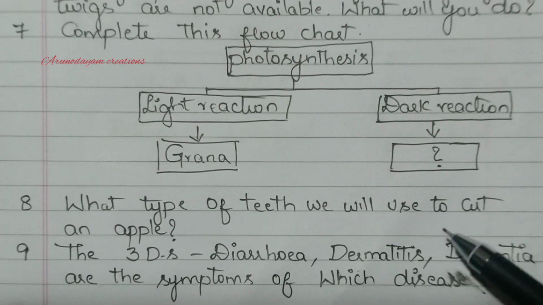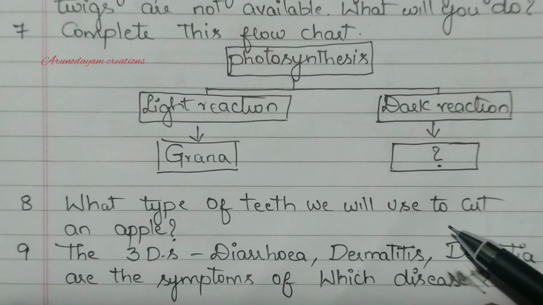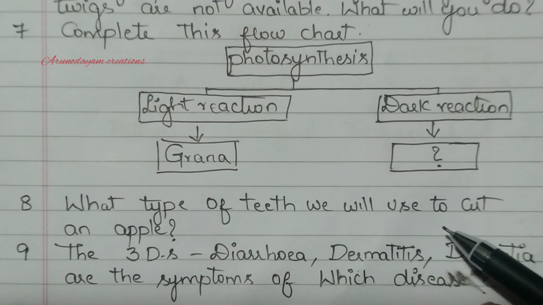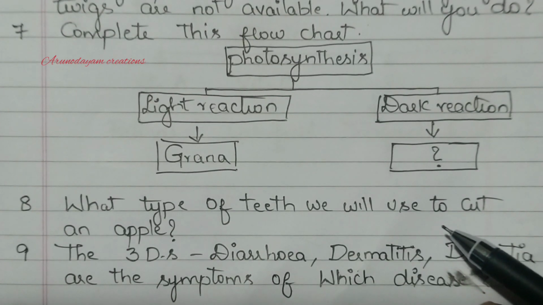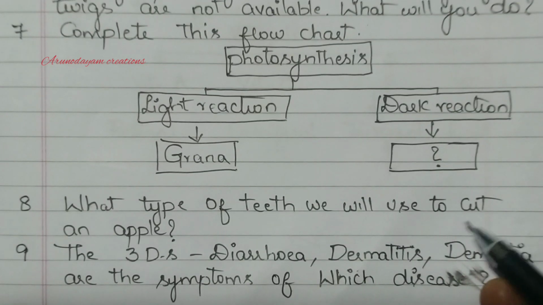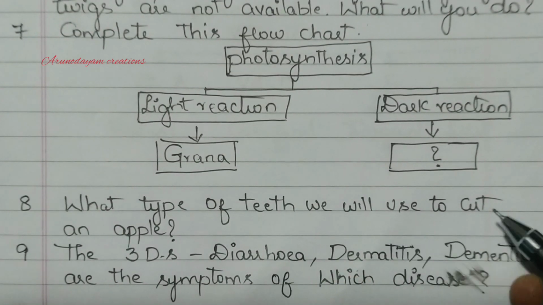Next, what type of teeth will we use to cut an apple? 8th question. We will use incisors. First, front teeth. We will use incisors. They are sharp in nature, which is useful for biting purposes. So we will use incisors to cut an apple.